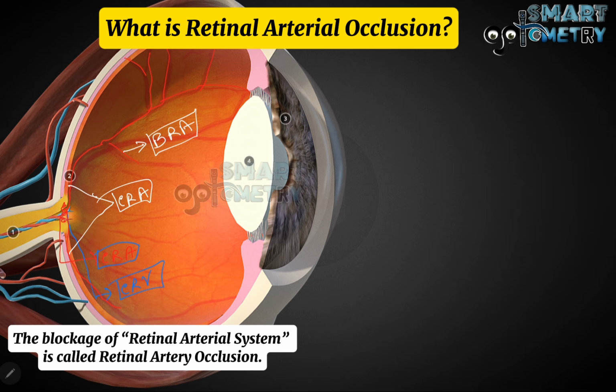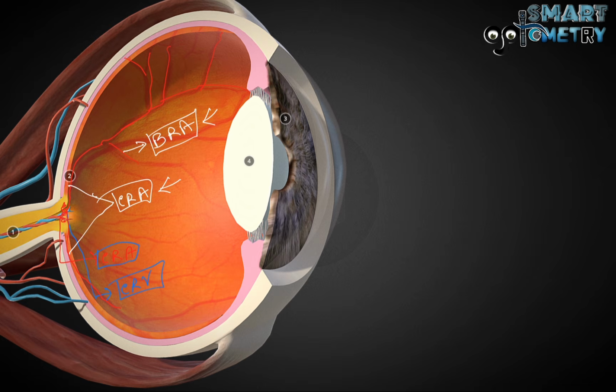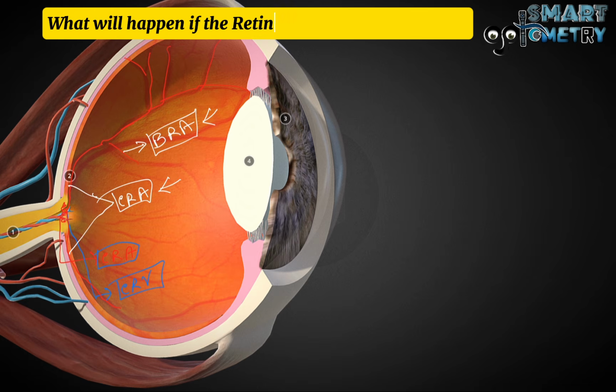The occlusion may occur in the central retinal artery or in the branch retinal artery. Now the question is, what will happen if the retinal arterial system gets blocked?